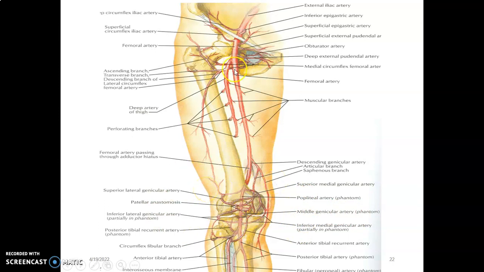But which other vessels? The femoral artery also gives a descending genicular artery, and the lateral circumflex also gives a descending genicular artery. Then we also have branches from the anterior tibial, the recurrent, and from the peroneal, the circumflex fibular branch. Five branches from the popliteal artery, descending genicular branches from the femoral and from the lateral circumflex, a recurrent branch from the anterior tibial artery, and a circumflex branch from the peroneal artery. So those form the genicular anastomosis.